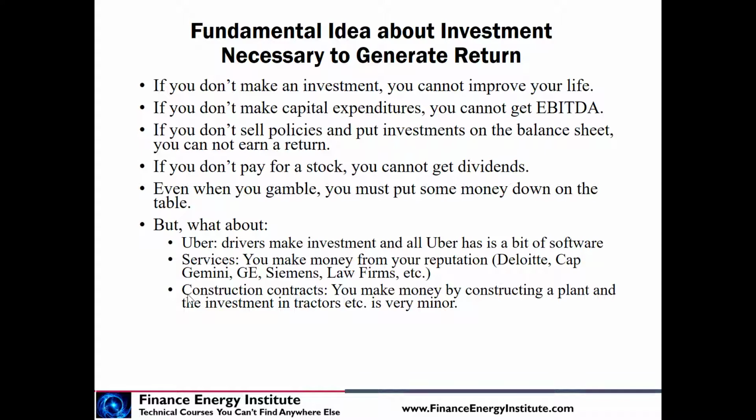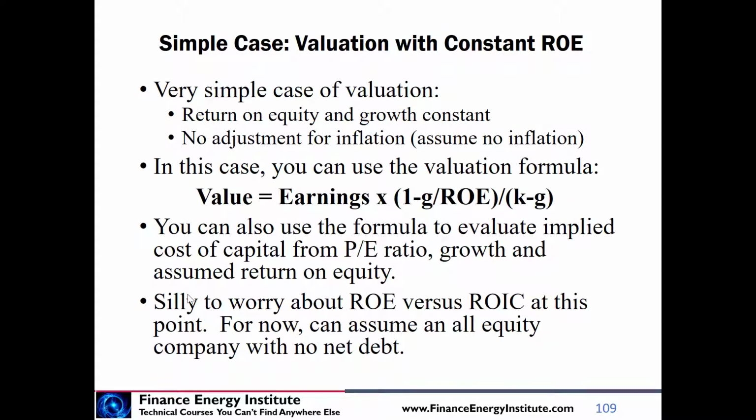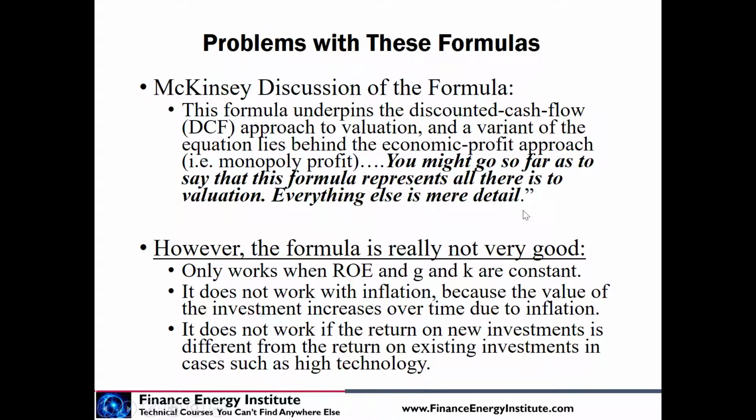Thinking about return on investment may seem obvious. But if you don't make expenditures, if you don't gamble, if you don't put any money up, it's hard to get money, unless you're Uber. So we're going to talk first about the case with a simple constant ROE and show you this formula: value equals E times (1 minus G over ROE), divided by K minus G.